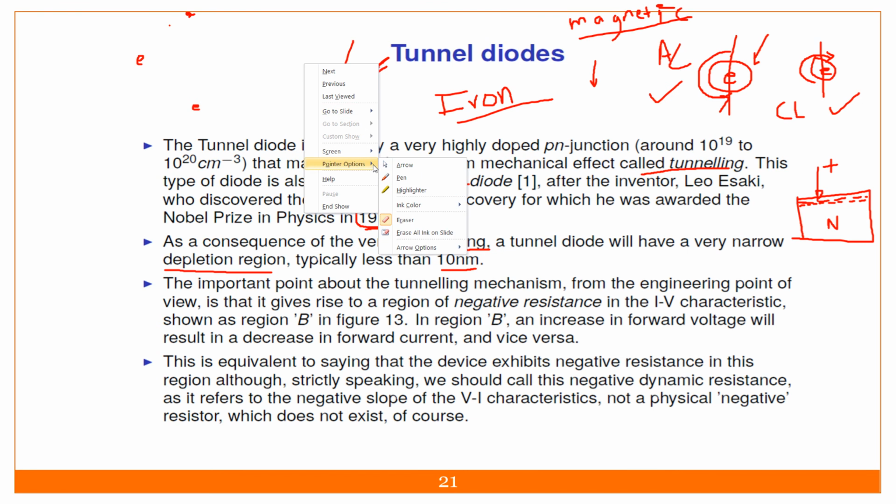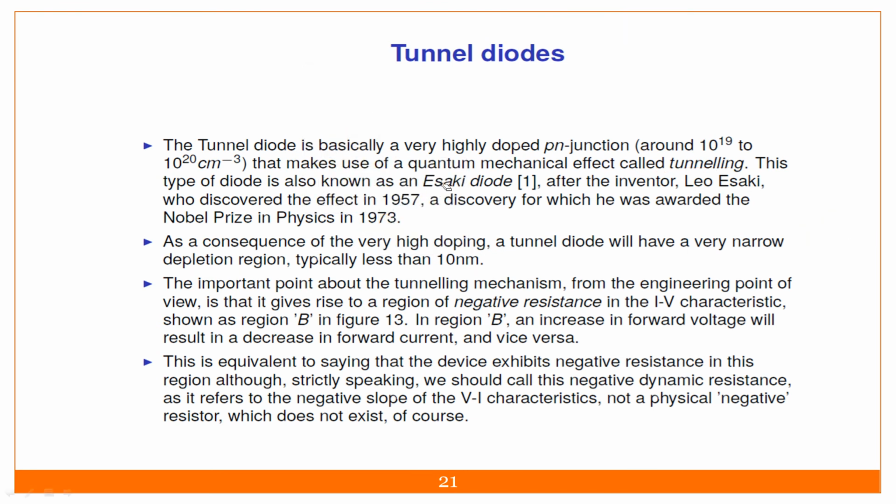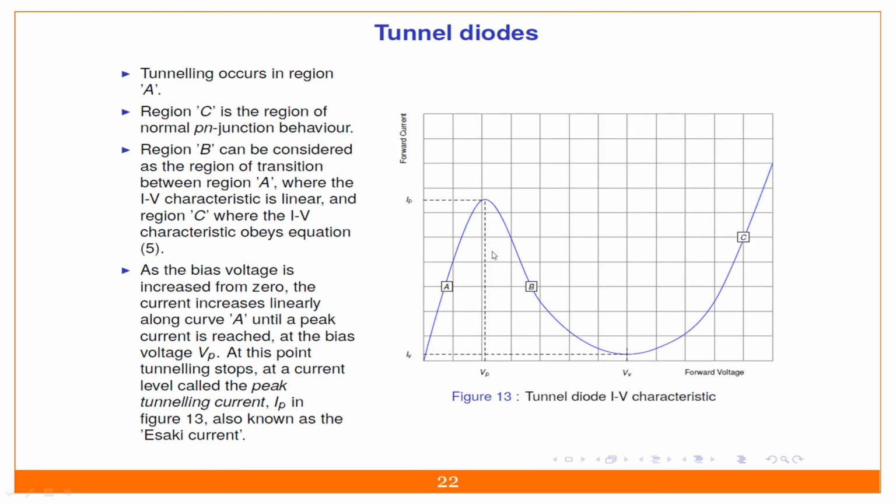I will erase all things. So here I will explain with the help of this diagram. If you are observing, this is the VI characteristics of any diode, this is the tunnel diode. If you are increasing the voltage, the current has to be increasing, so we are getting a linear graph.